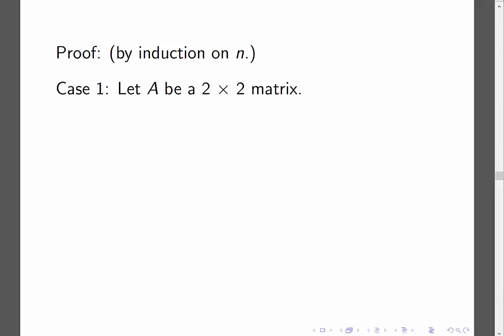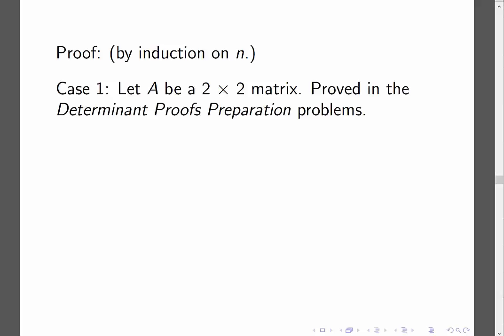Certainly, 1 by 1 matrix, we could talk about that, but there's 2 of the row operations you couldn't do. So a 2 by 2 matrix is the smallest matrix where you can do all 3 of the row operations. And you should notice this, that we've actually already done it. In the determinant proofs preparation problems, that's what you did. You took every single 2 by 2 matrix and looked at every single row operation that could be done on that matrix. So we have taken care of all of the 2 by 2 cases.